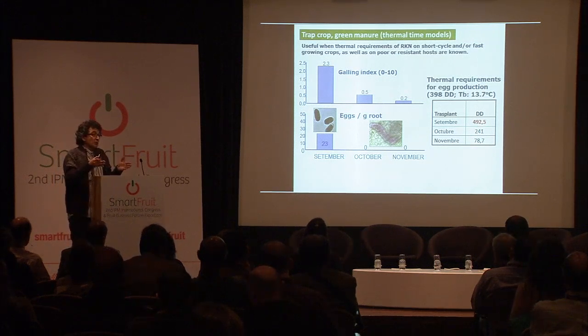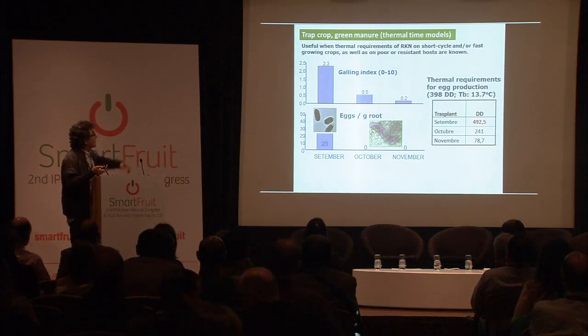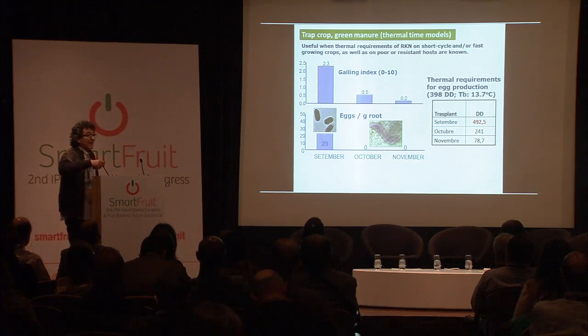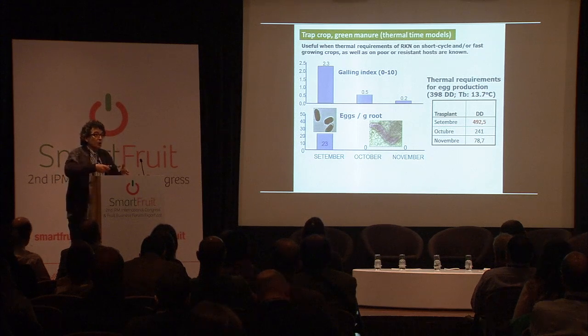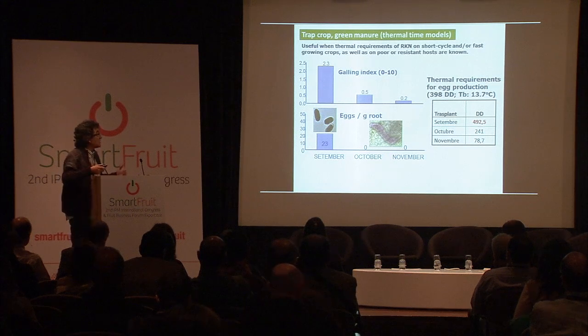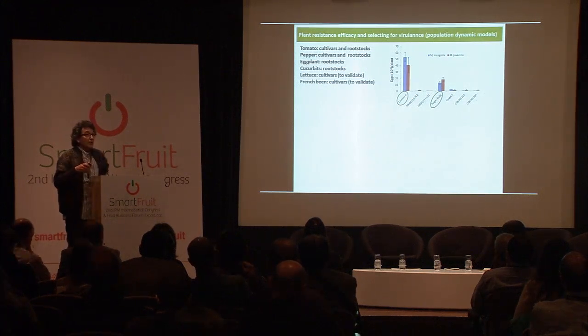These models, when we know them, will allow us to use crops that are not of economic interest as trap crops. And the roots are removed, so there's no inoculation. When you use green manure, you have to take into account the incorporation of the crop in the soil, which should make sure that the nematodes that are present in the soil won't survive.